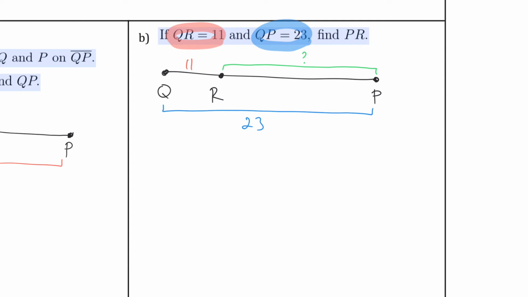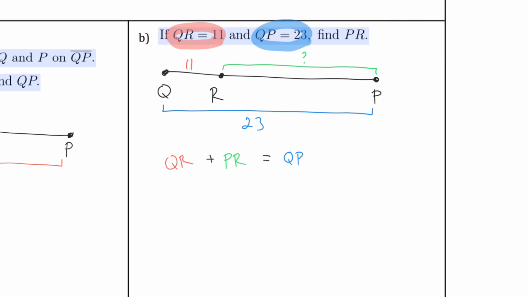But here's the thing, even though we are solving for PR, the equation that we're going to write is still exactly the same, because QR added together with PR will give us the entire length, QP. That doesn't change. So QR plus PR is going to be equal to the entire segment, which is QP.